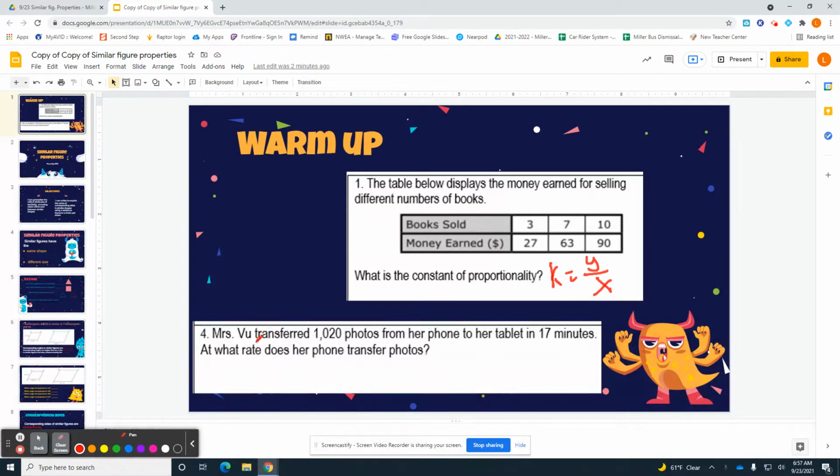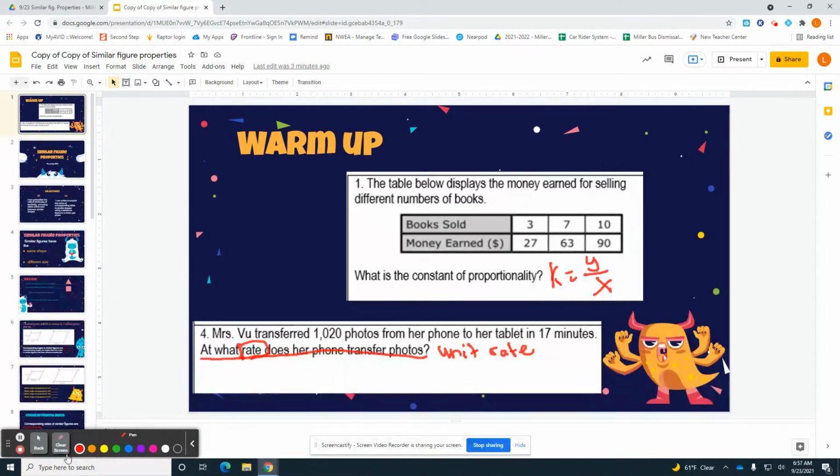This says Mrs. Vu transferred 1,020 photos from her phone to her tablet in 17 minutes. At what rate does her phone transfer photos? Rate is your keyword. It's telling you what you're doing. So with rate, you're finding unit rate. Go ahead and pause your video, work out the warm-up problems, then come back and get started on your notes.